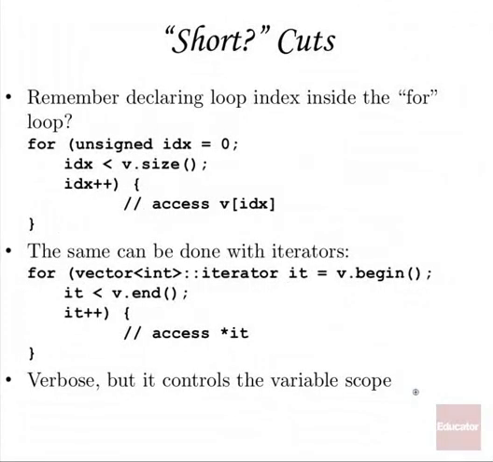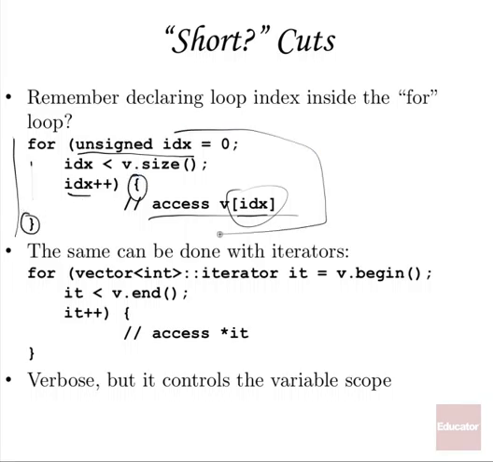Now we have shortcuts, and I put that in quotes because it's not really very short. It's kind of long. But I'm sure you've used this particular one. We have unsigned idx equals 0, where we're declaring the loop counter inside the for loop. And what this buys you is this index. We can access the index of that particular vector, and this idx, this loop index, can only be used inside this for loop because of the scope rules. Anything between the open curly and closed curly braces, this declares it specifically for this loop and nowhere else.